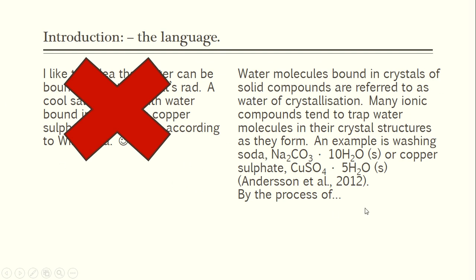I also have an example here to the right. Water molecules bound in crystals or solid compounds are referred to as water of crystallization. Many ionic compounds tend to trap water molecules in their crystal structures as they form. An example is washing soda, Na2CO3, with 10 water molecules bound in, or copper sulfate, CuSO4 times 5 water molecules. Andersson et al., 2012. This use of language is way better. First and foremost, it's nothing about what you personally think. There are no personal words such as I, we, us. It gives objective information, examples, and then cites a source according to the correct format. So strive to write like this instead of the part to the left.